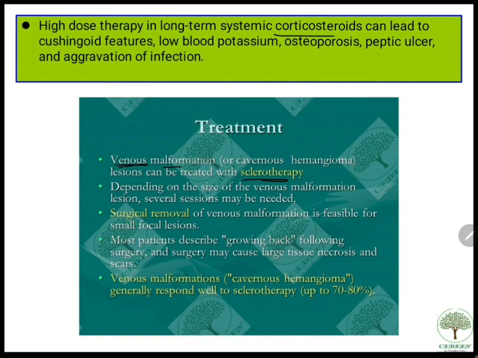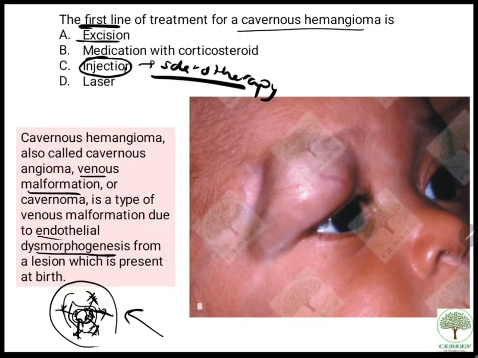Once the injections of the sclerosing agents are done, it will collapse the lesion, reduce its size, and reduce the blood supply, and then after that excision can be done if required, and that will be much safer because the bleeding risk will be minimal. So normally up to 70 to 80% of them respond very well to sclerotherapy. So the correct option is C, that is injections.